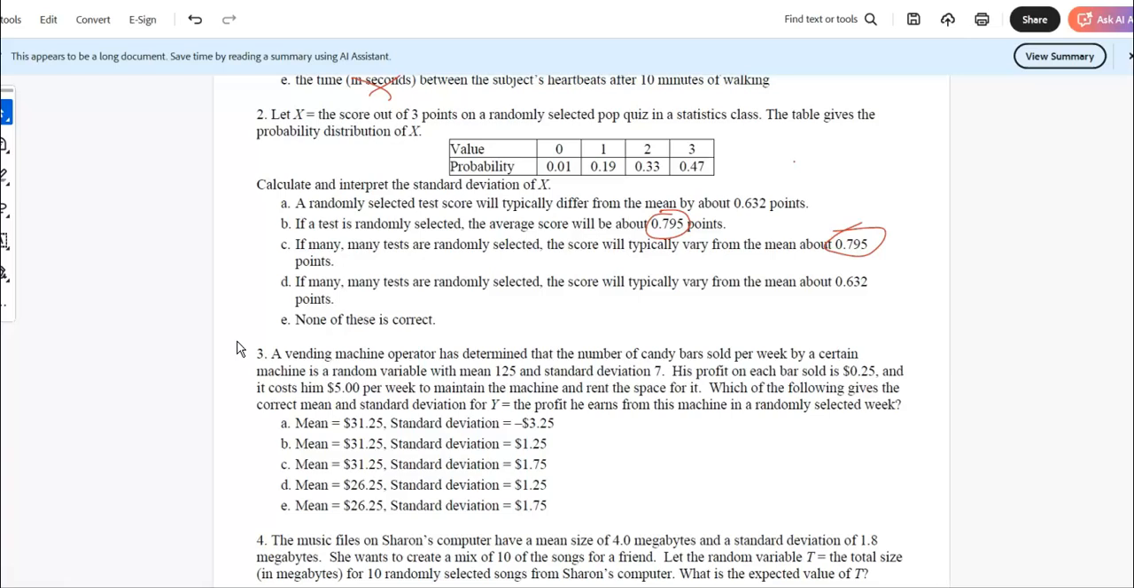Okay, so which one looks better? So B isn't terrible, but which one's better? Many, many tests. Is that part of our definition of mean and standard deviation? Yes. Typically vary from the mean. Is that how we say standard deviation? Yes. I would say it's C.